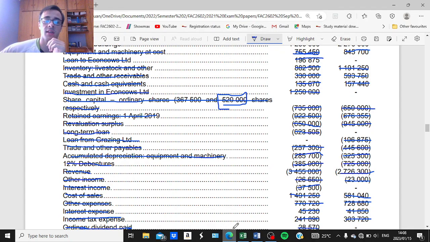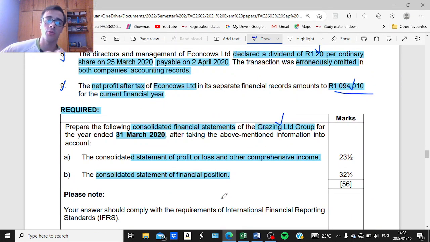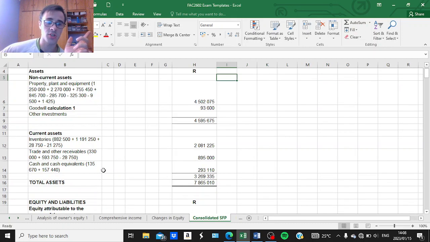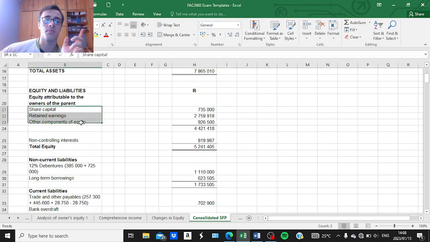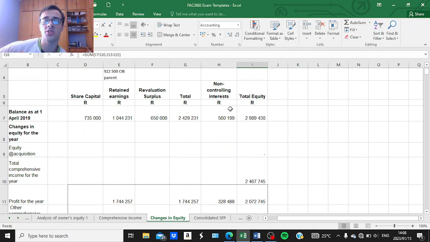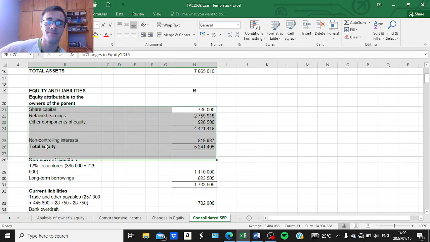Please keep in mind that you need to pay attention to your required section. For this lesson, yes, I have drafted all 3 statements. However, in the examination, you only need to draft what is stated in the required section. However, because we needed to draft the consolidated statement of financial position in full, by drafting the consolidated statement of changes in equity, we managed to calculate these amounts correctly. So indirectly, you also needed to draft this statement, because otherwise you could not have drafted this section right here.